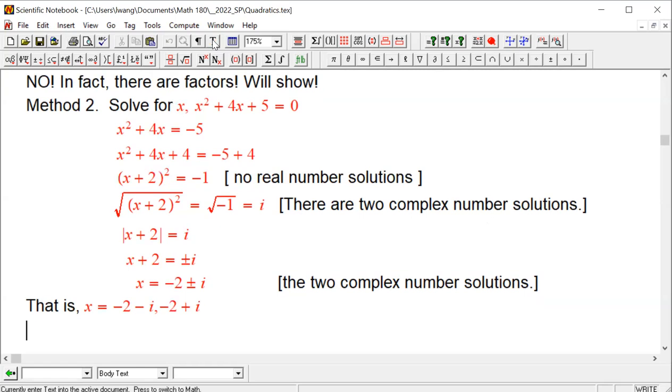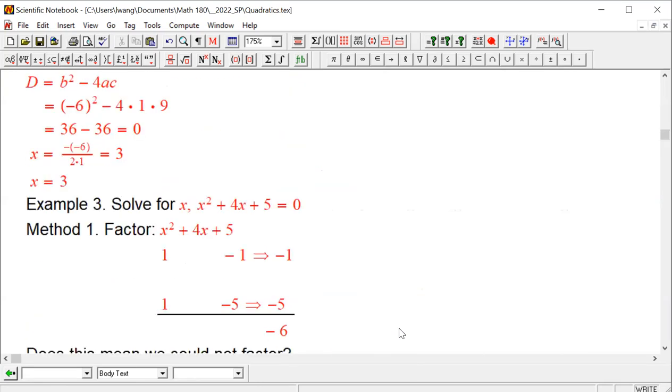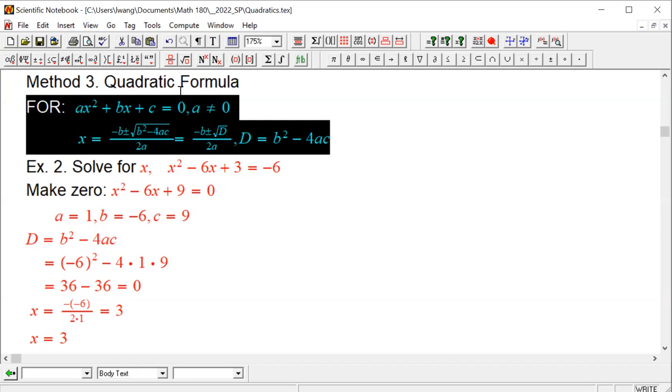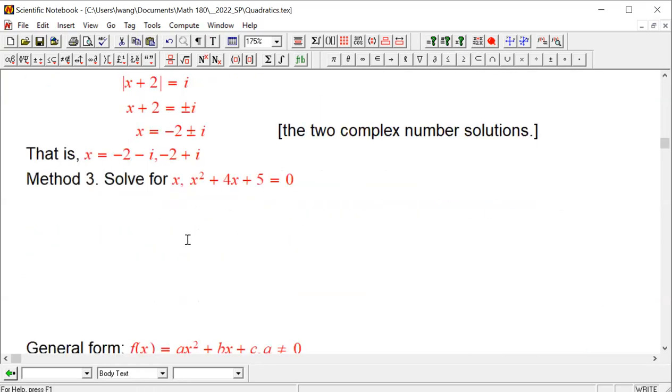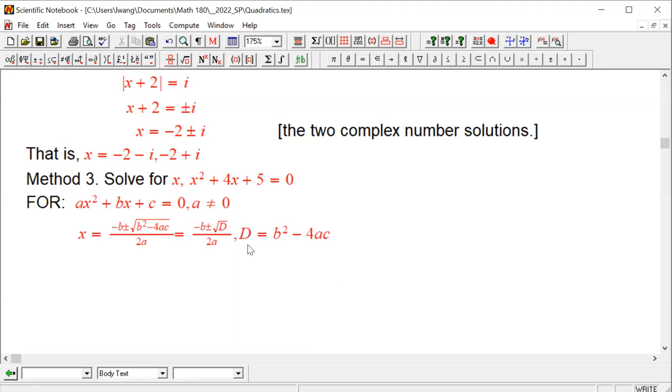Third method, method 3, for the same question: the quadratic formula. We're going to use the quadratic formula. Once again, we need to understand what the quadratic formula is for. You have to have a 0. Oh, we already have a 0. Great. And then the rest is just identifying A, B, C. So A is 1, B is 4, C is 5.